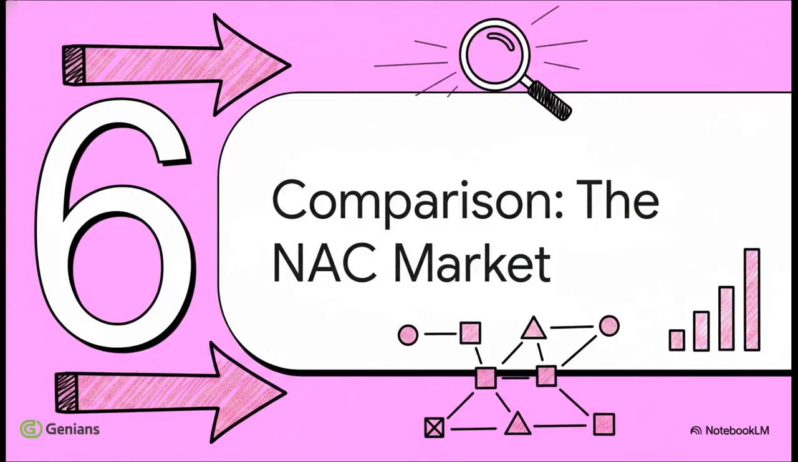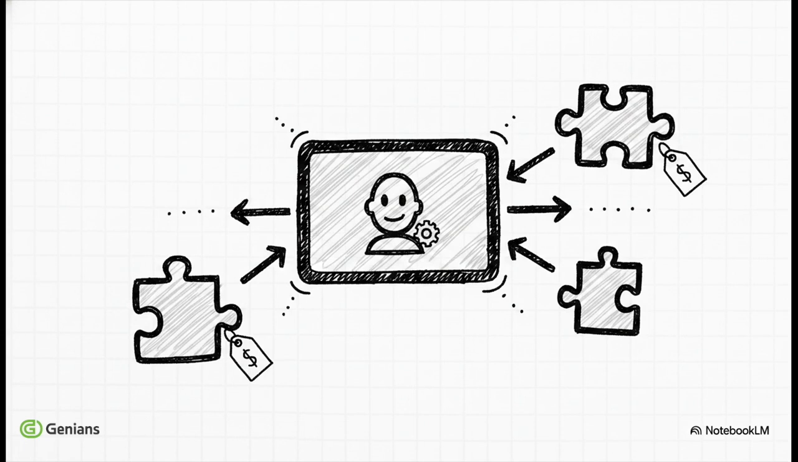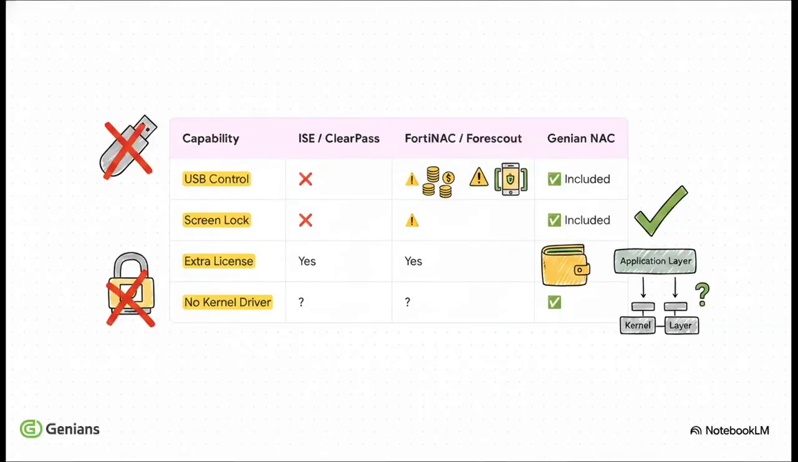So, how does this compare to other options in the NAC market? Let's review the facts. With Cisco ISE, agent-based posture requires a secure client license. With FortiNAC, it requires a FortiClient EMS license. And with Aruba ClearPass, it requires an on-guard license. Each is a separate license. With Forescout, the agent requires an eye-control license, and advanced functions often require purchasing additional modules. This table shows the comparison. For USB control and screen lock, these functions are not in the base scope for the other vendors. An additional license is required for all of them to enable their agent. For Genian NAC, these functions are included, no additional license is required, and there is no kernel driver.